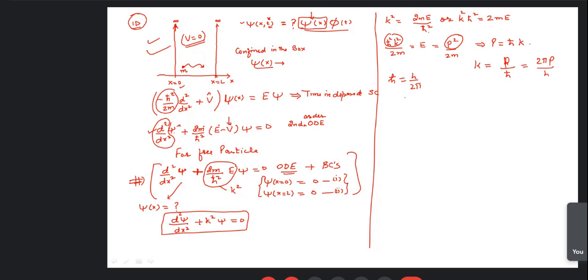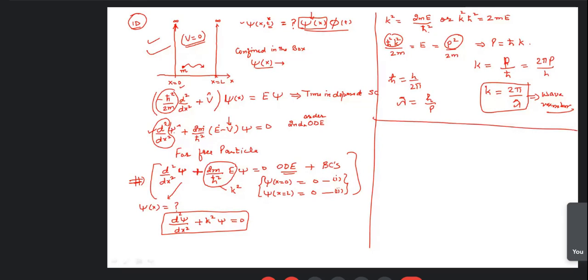And we know de Broglie wavelength lambda is h divided by p. Okay, and that means I can write k is 2 pi over lambda. So k is nothing, it is what it is? Wave number, 2 pi over lambda. This is wave number. Okay, so this we can solve now.